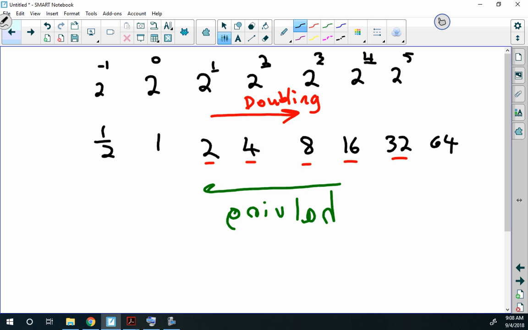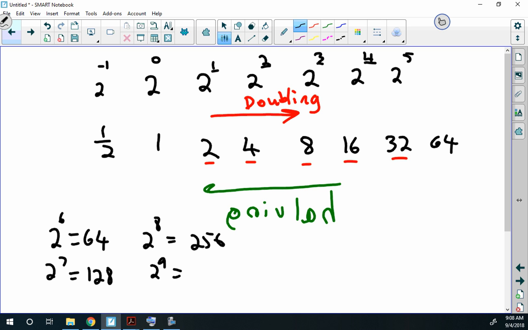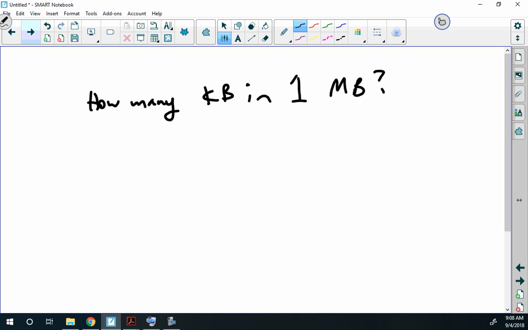2 to the 6th is 64. 2 to the 7th is 128. 2 to the 8th is 256. 2 to the 9th is 512. So 2 to the 10th is 1,024. There are 1,024 kilobytes in 1 megabyte. Because in computers, everything is power 2. Okay, fine.